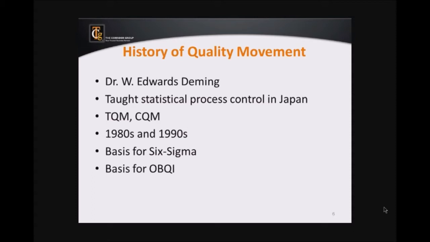The history of the quality movement. The outcome movement methods taught by the OBQM and OBQI manuals and the accreditation organization standards are built on improvement methodology used by many industries in many countries. One of the first quality gurus was Dr. W. Edwards Deming, who acted as a consultant to Japan following World War II.